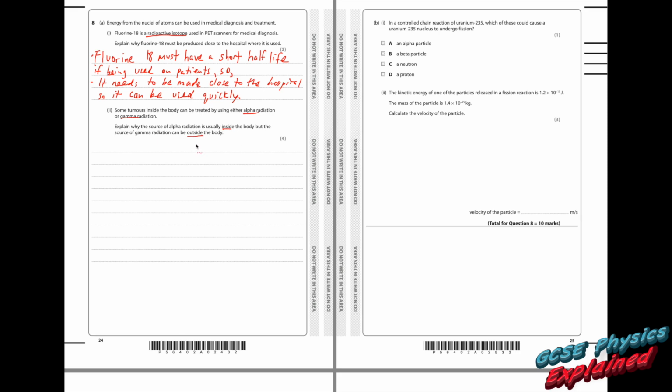Alpha is not very penetrating, and it can't penetrate inside skin, so it needs to be placed inside the body next to the tumour in order to treat it. Gamma, however, is very penetrating, so it can be placed outside the body because it can easily penetrate inside the body and get to the tumour.